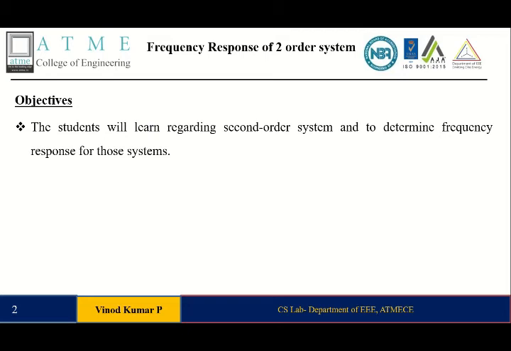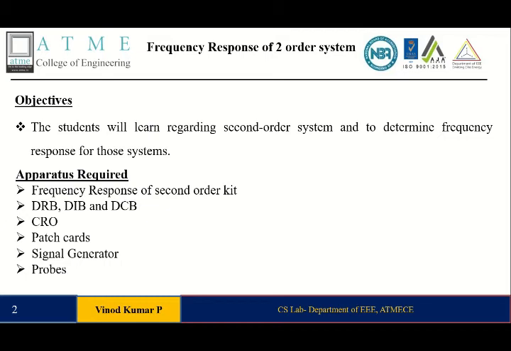You need to apply limits, that is, limit s tends to 0 of s times G(s) for a unit step and unit impulse. When it comes to parabolic, it will be s squared. That is the only modification you need to observe if you want to do it for different input signals.